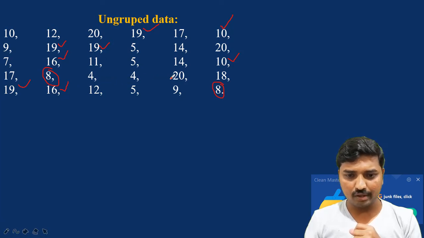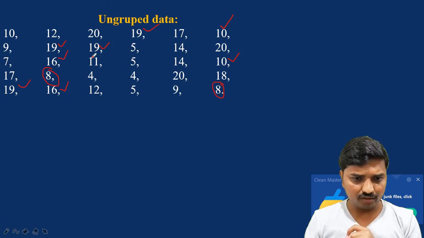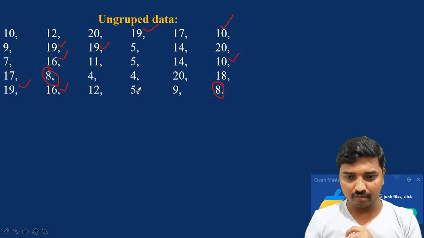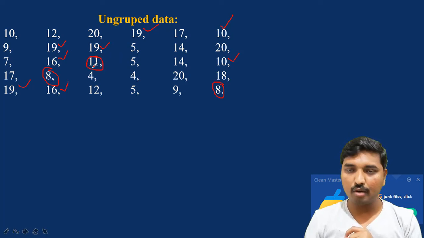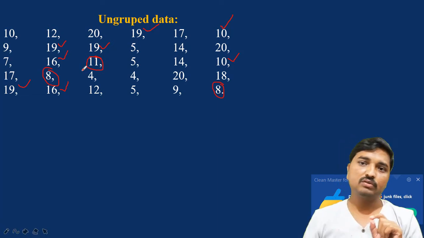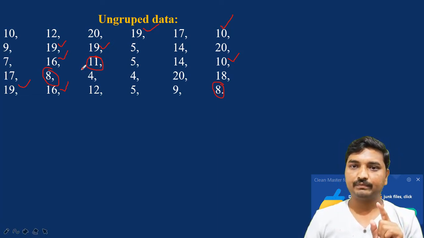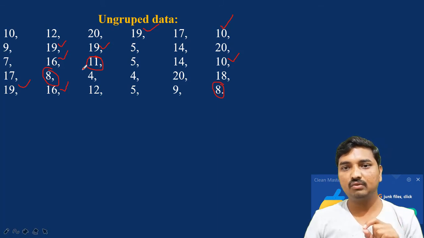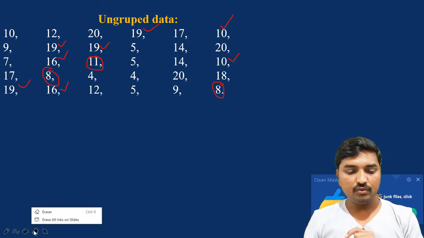Now let us look at one more example, so that its frequency is equal to 1. Look at the number 11. Here we have 7, 16, 11, 5, 14, 10. Then here 11 is absent, and in this row also 11 is absent, and in this row also 11 is absent. So the frequency of 11 is equal to how much? 1. This is because 11 appears only one time, so its frequency is equal to 1.